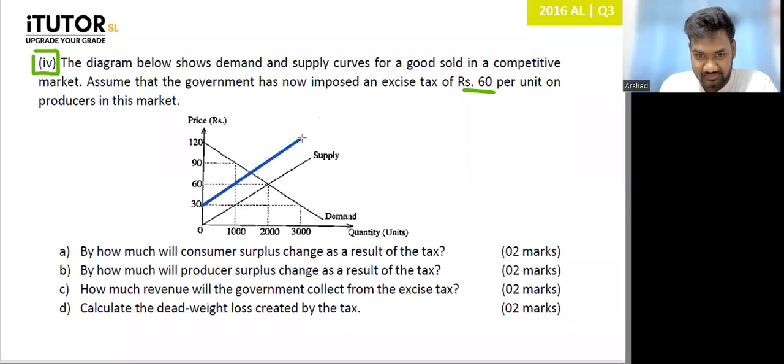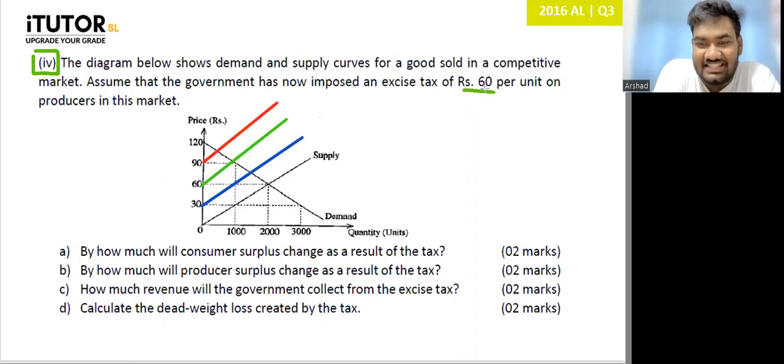The blue one, the green one, the red one. There is a tax of 60. Tell me which is the correct supply curve after tax. The blue, the green, the red. Because if you don't figure that out, you get the whole question wrong. How do I figure that out? That's the problem. Is it the blue? Is it the green? Is it the red? How do you figure this?